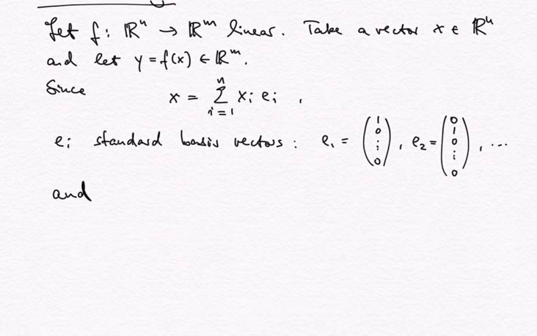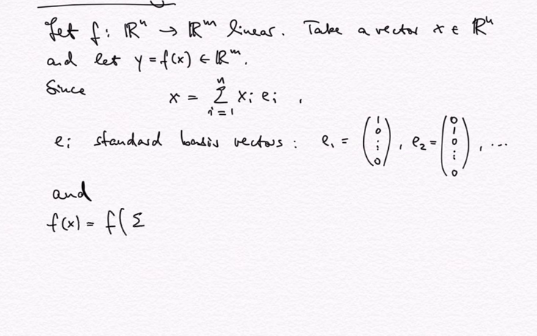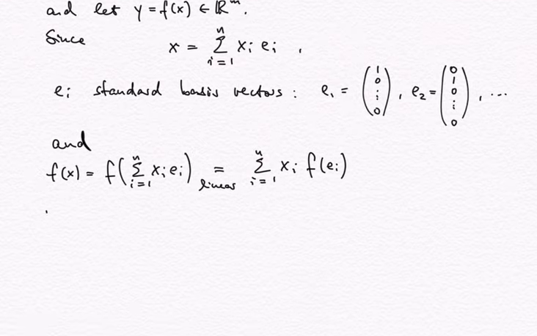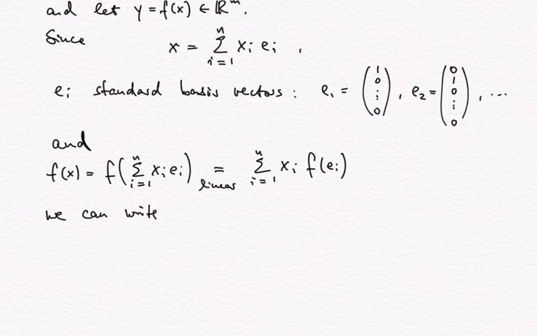And since, as we have seen, linear functions respect linear combinations, f of x is f of this linear combination of the standard basis vectors, which by linearity is the linear combination of the function values of the standard basis vectors. We can write y, which is the function value f of x, as, and this is the central insight, the product of a matrix with a vector.